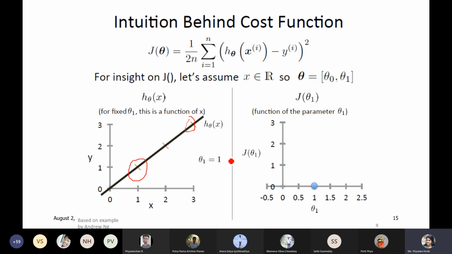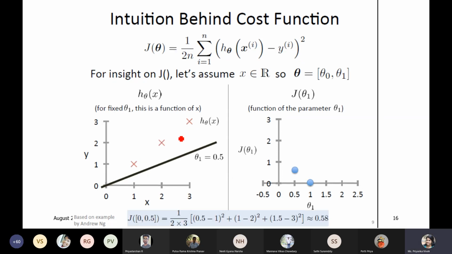So now let us see the next value. First see the left side. Previously we took theta 1 equal to 1. Now let us take theta 1 equal to 0.5. Now what happens? We have to calculate again. What are our predicted points? The actual points are the same as before, 1, 2, 3. Actual y are 1, 2, 3.